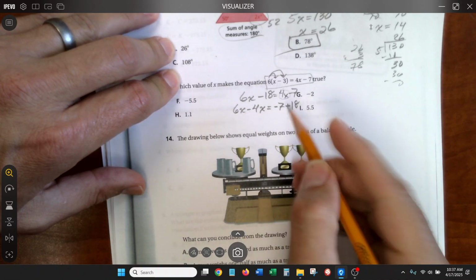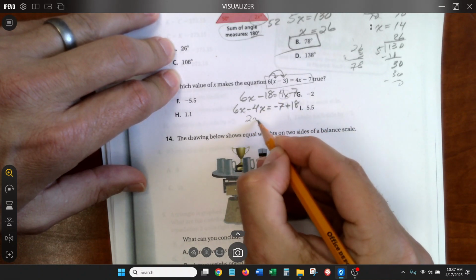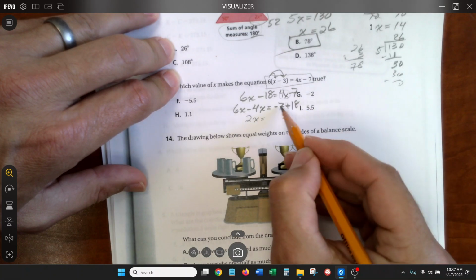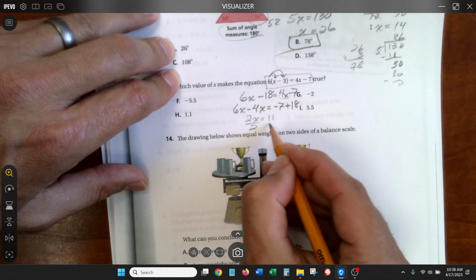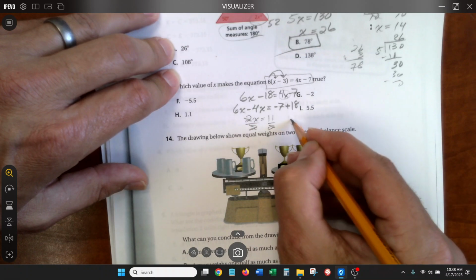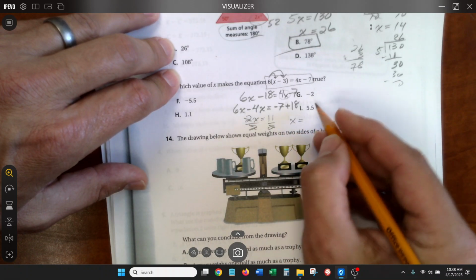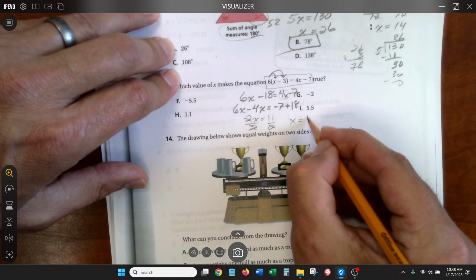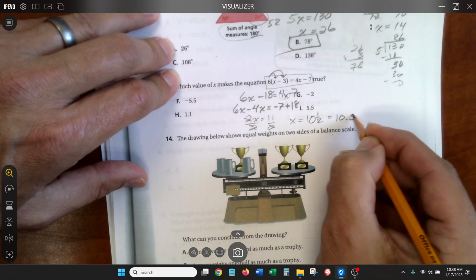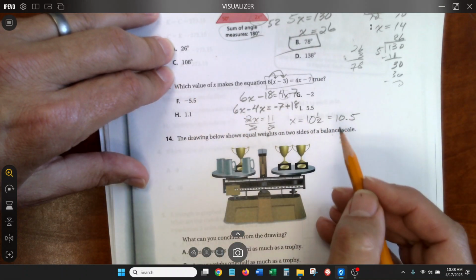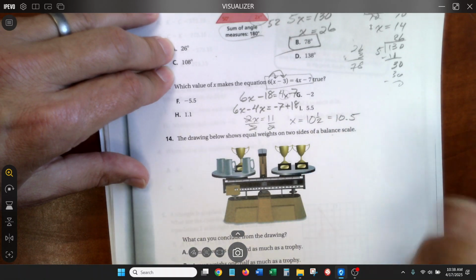Okay, 6 minus 4 is 2, so 2x, and then negative 7 plus 18 is the same as 18 minus 7, so it's 11. Divide both sides by 2, and we get x is equal to 11 over 2. 11 over 2 is 10 and a half, and 10 and a half is 10.5. So that is not, 11 over 2 is not 10 and a half.